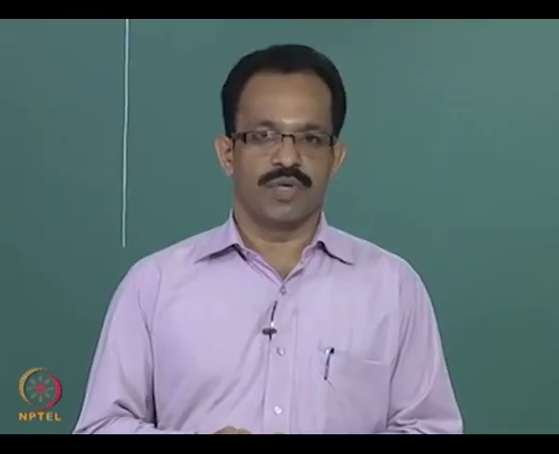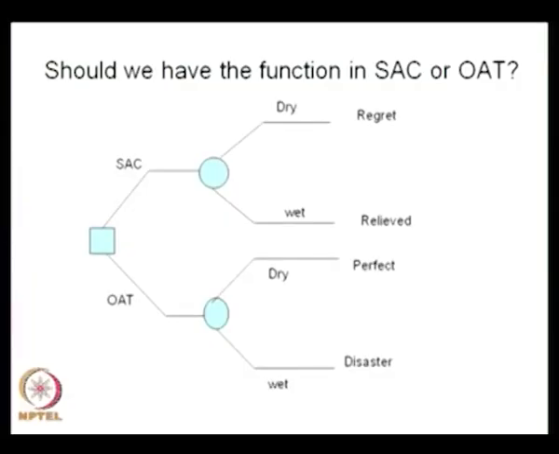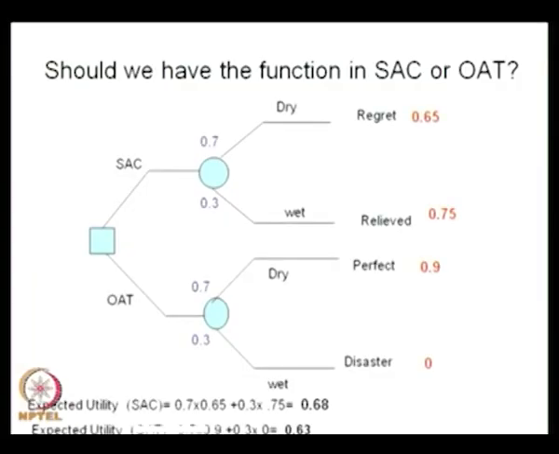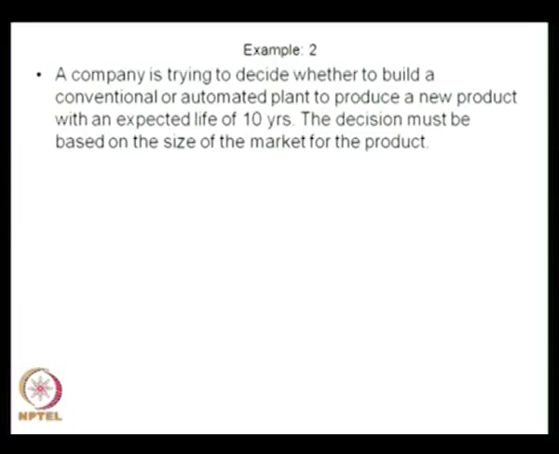We will see another example today which is slightly more complex than this. Basically a company is trying to build a plant for a particular product, and they have to decide whether to go for a fully automated plant or a conventional plant. If they go for a conventional plant, then they have an option of upgrading it to an automated plant at a later stage depending on the market demand for the product.